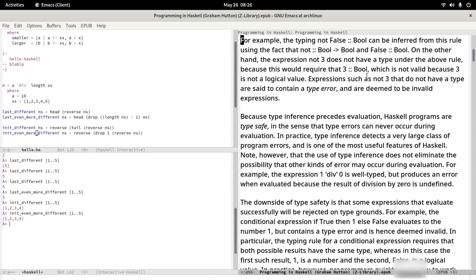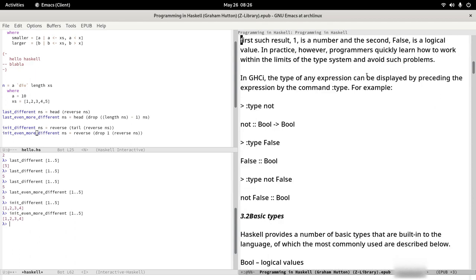The downside of type safety is that some expressions that evaluate successfully will be rejected on type grounds. For example, the conditional expression if True then 1 else False evaluates to the number 1 but contains a type error and is hence deemed invalid. In particular, the typing rule for a conditional expression requires that both possible results have the same type, whereas in this case, the first result, 1, is a number and the second, False, is a logical value. In practice, however, programmers quickly learn how to work within the limits of the type system and avoid such problems.